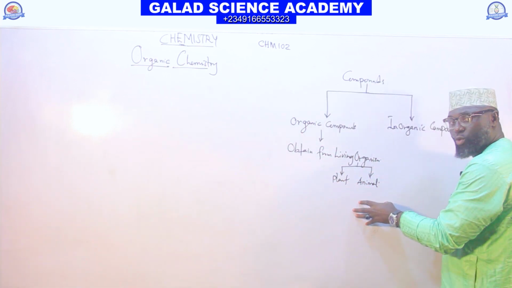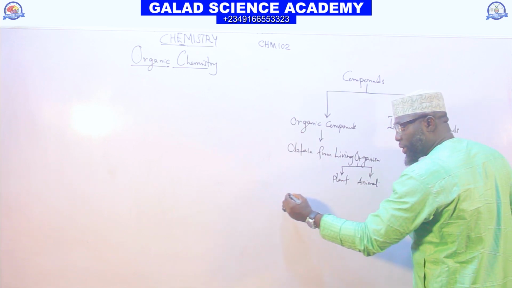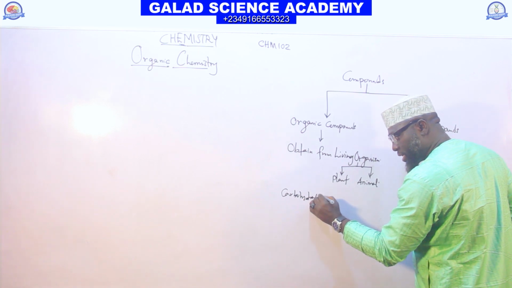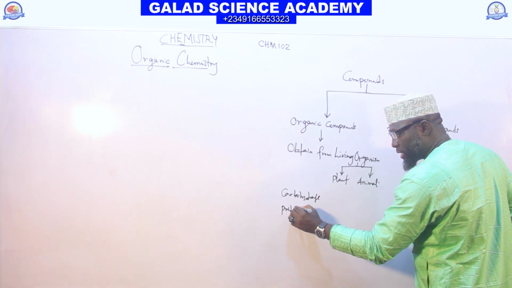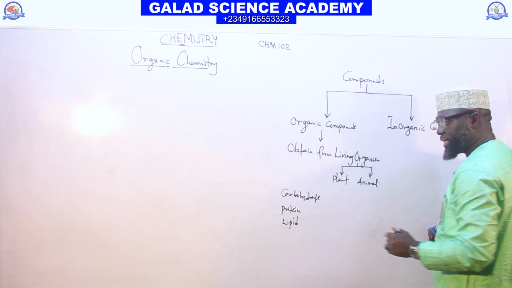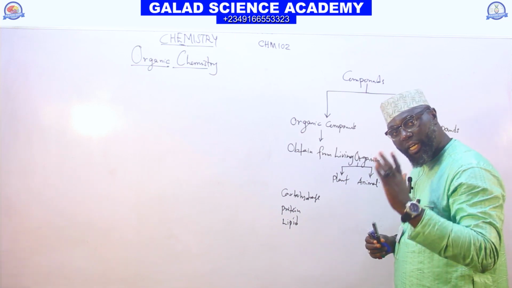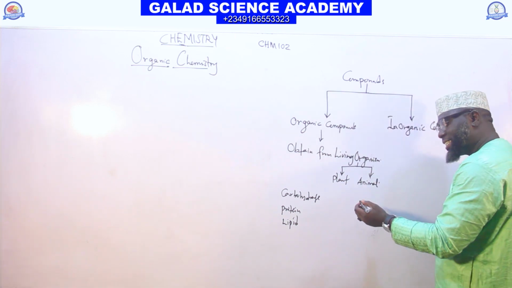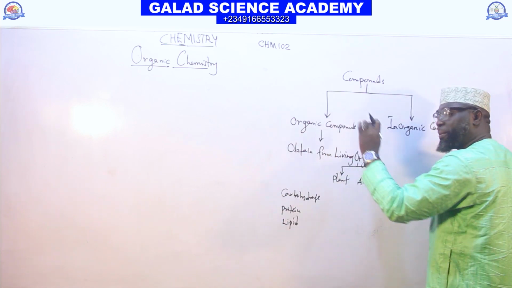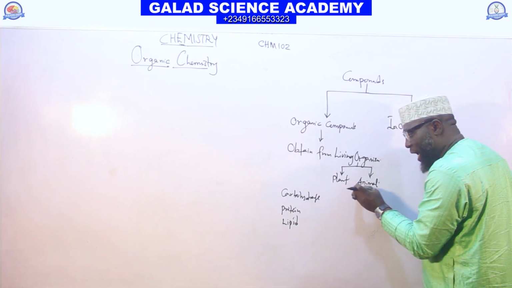In this source too, we have carbohydrates, protein, and lipid. All these three compounds are organic compounds. So in those days they believed that we can never prepare these three compounds in the laboratory, except by getting them from plants and animals.